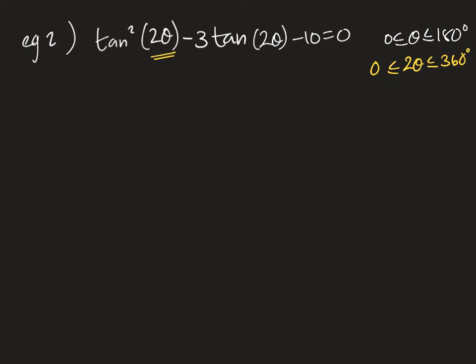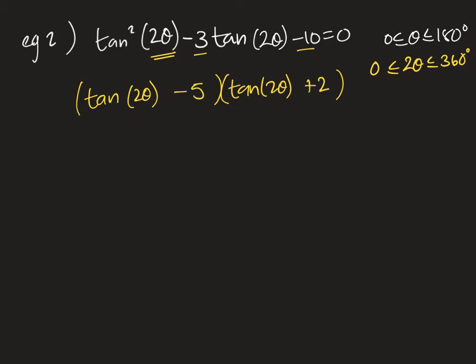Now, if the quadratic will factorise, factorise it. If it doesn't, then stick it in the quadratic formula, or you can pop it in the formula anyway, even if it does factorise. But I can see that this one is going to factorise to give me tan of 2 theta in both brackets, and 2 numbers that multiply to make negative 10 and add to make negative 3 are negative 5 and positive 2. So factorising that equal to 0, I can now solve each of these 2 terms equal to 0.